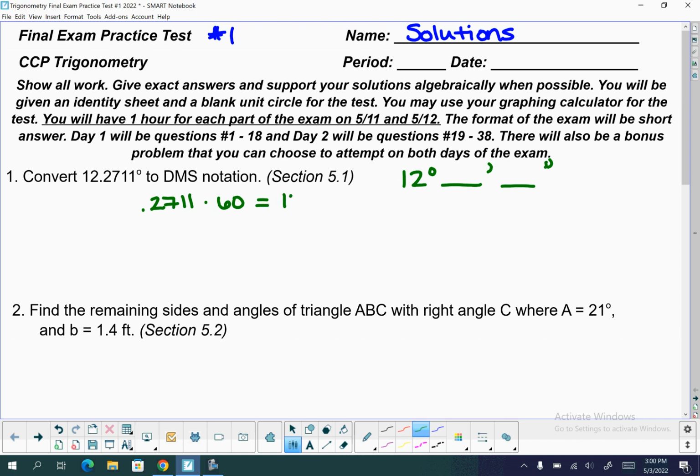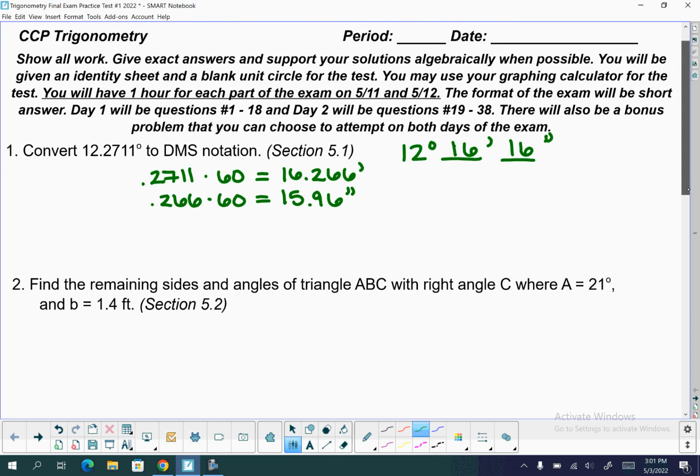That gives us 16.266 minutes. The whole number in front of the decimal is your minutes. The remaining decimal, multiply by 60 again to turn into seconds. If you still have a decimal like this one, we're going to round to the nearest second, which would be 16 seconds. So 12 degrees, 16 minutes, 16 seconds is the final answer for number 1.